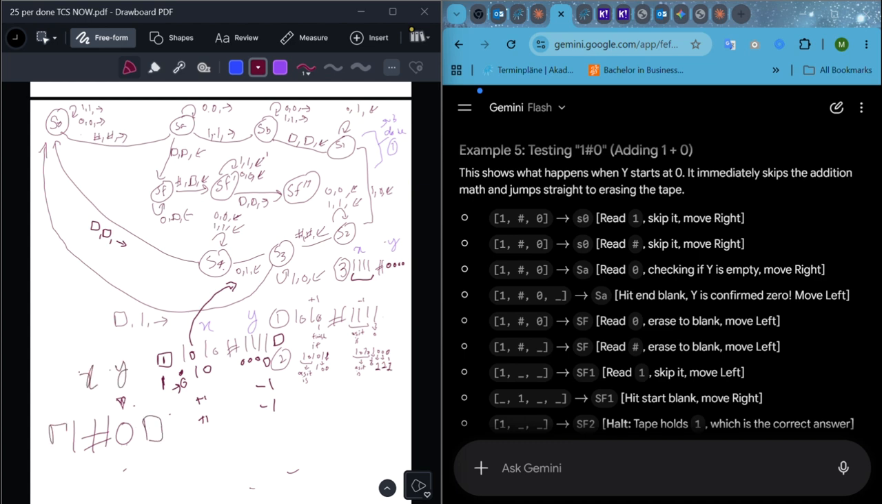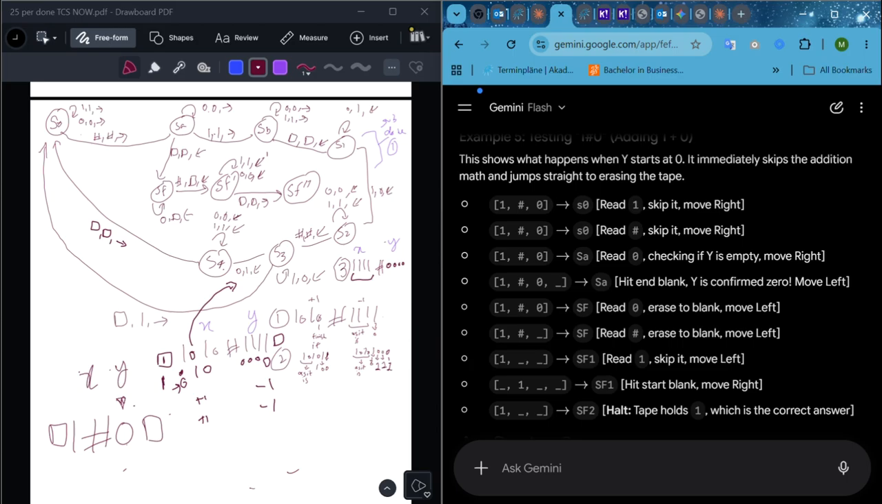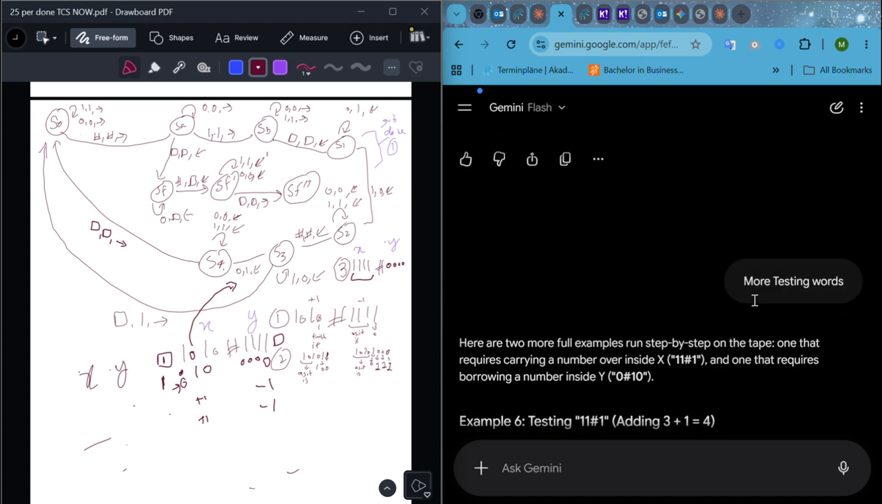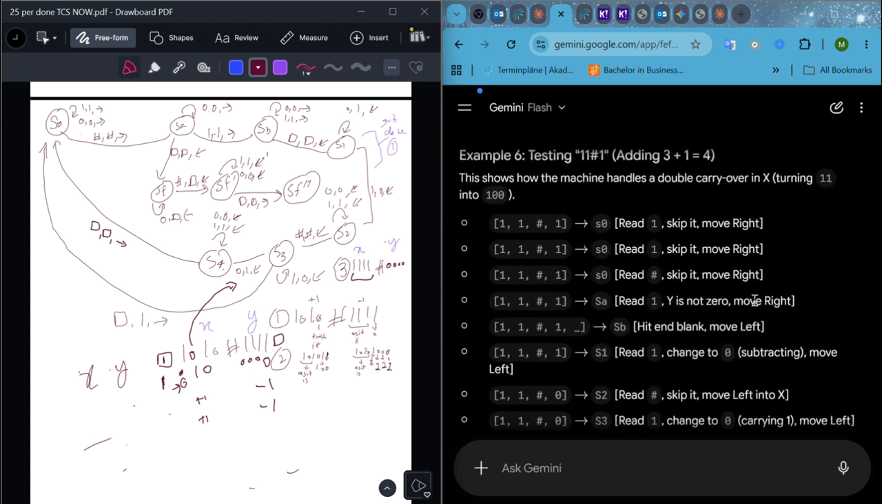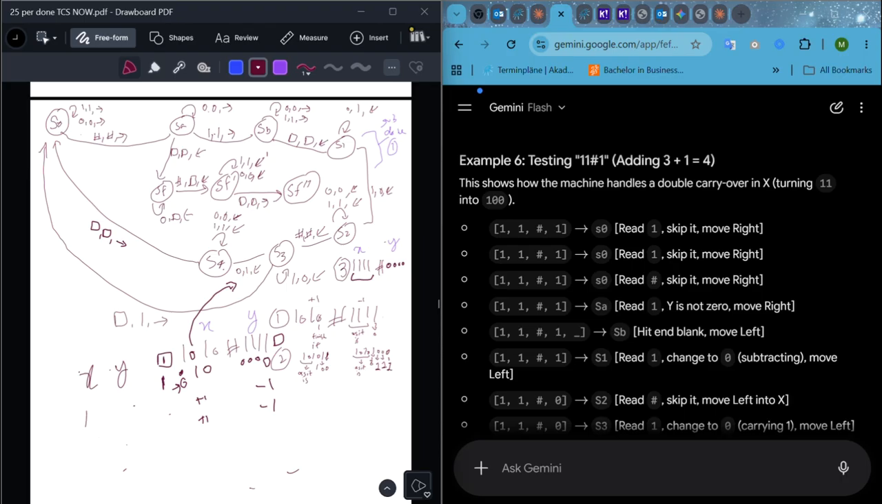And in SA state, it checks if it's all zeros. Of course it's all zeros. And in that way, it would just simply go here and go one step left and just clean the tape, because there's of course nothing to add, just like we said, and we know the answer for this. And let's try to test this one.